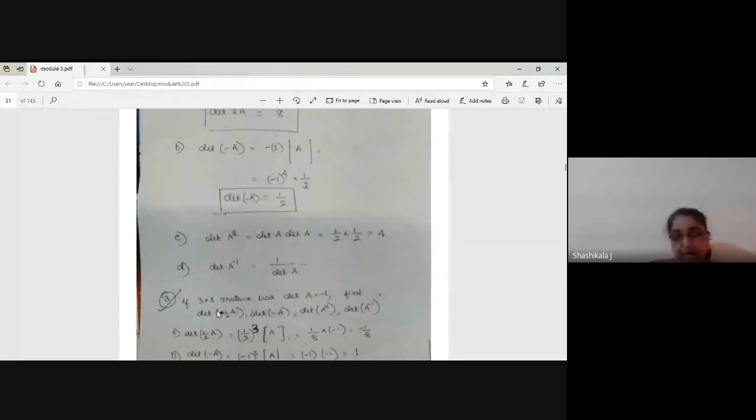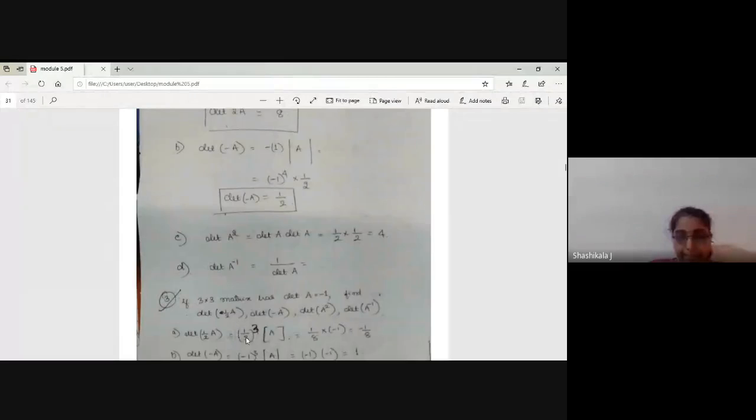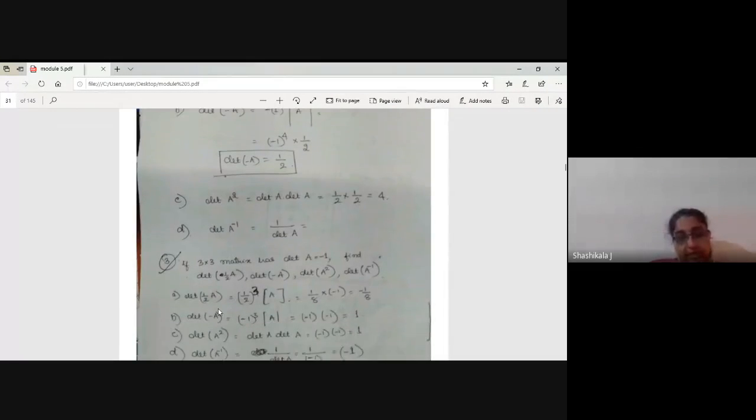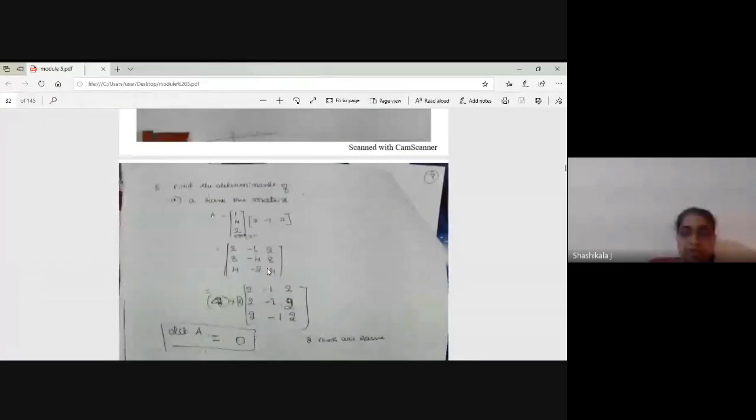If a 3 cross 3 matrix has determinant A equal to minus 1, find the determinant of A. Again, it is determinant of A. You know that I have to take 1 by 2 to the power of 3, not 1 by 2 into A. Then determinant of minus A is minus 1 to the power of the number of columns, 3. Determinant A square is determinant A into determinant A, and determinant inverse is equal to 1 by determinant. Okay.